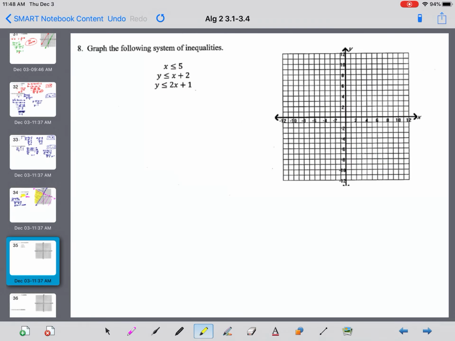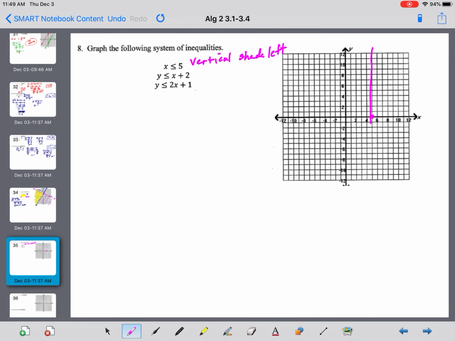All right, last one, a triplet. We got a triplet going on here. So first one, this is a vertical line. I'm going to stick with this pink here. And it's less than, so I'm going to shade left. So we got +5. 1, 2, 3, 4, 5. And make a vertical line there.